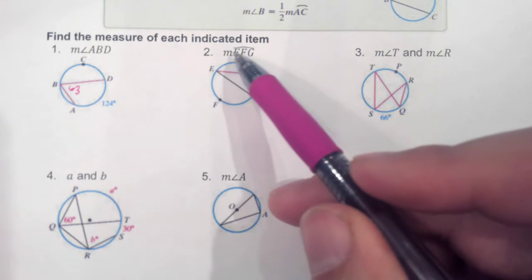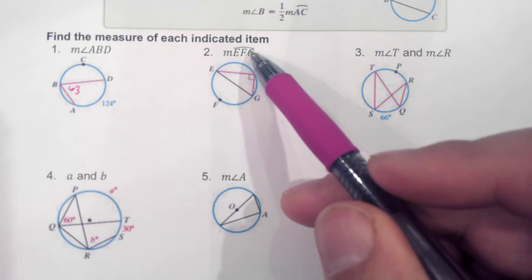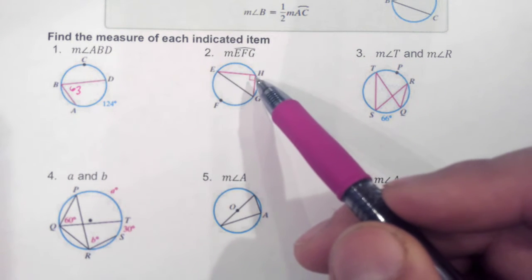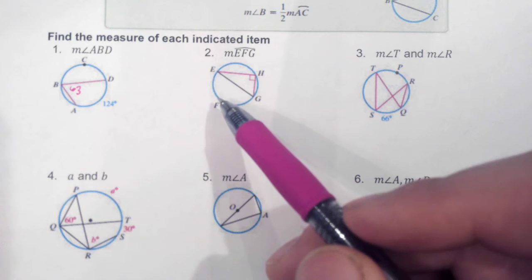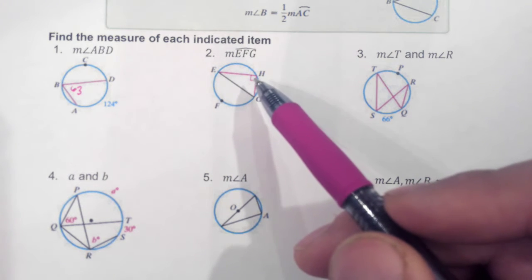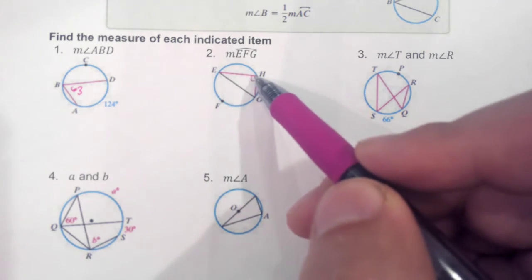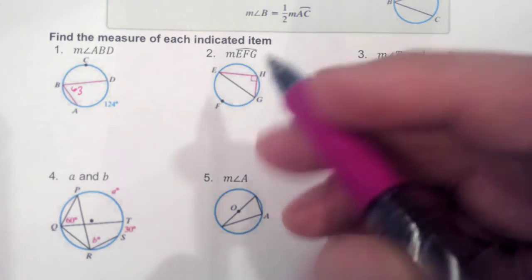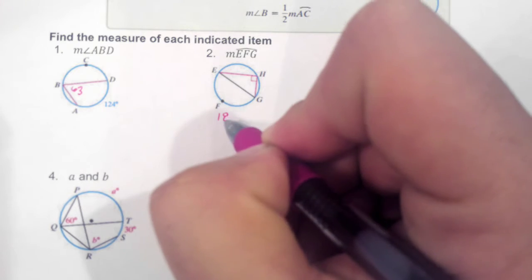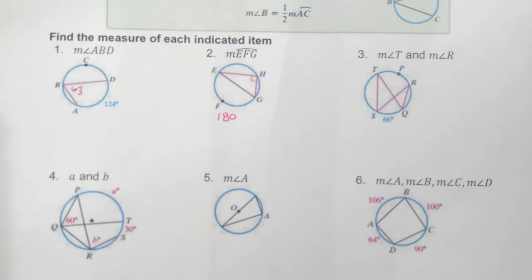They ask us to find the measure of arc EFG. Well, if the angle is half the arc, then the arc would be twice the angle, right? So arc EFG, the angle that makes it is 90, so the arc would be double that, 180.